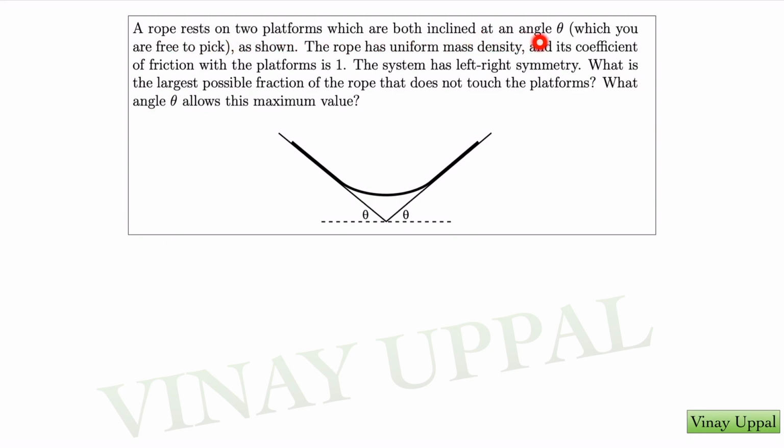A rope rests on 2 platforms which are both inclined at an angle theta, and which you are free to pick. That means theta is a variable here.